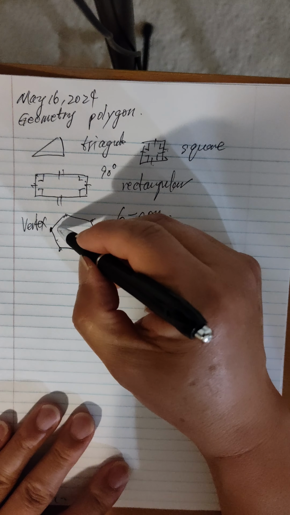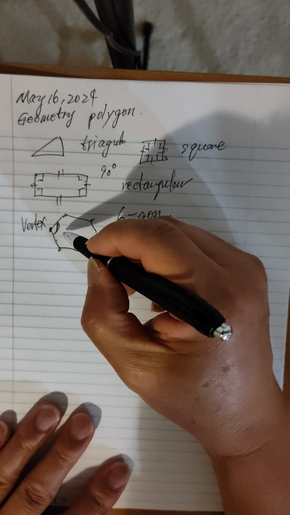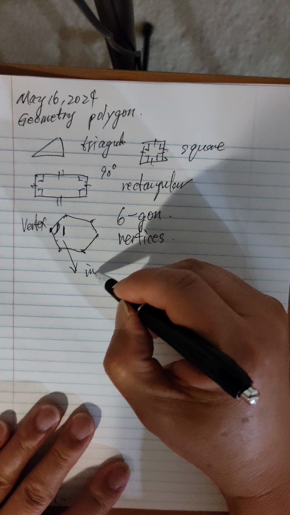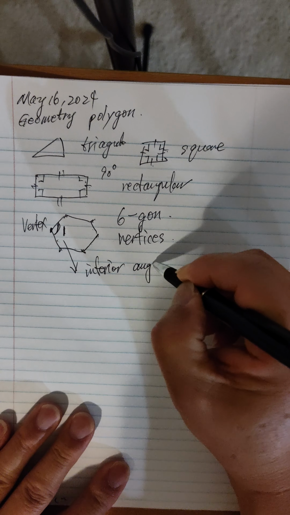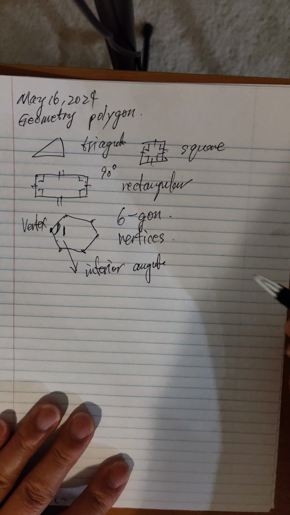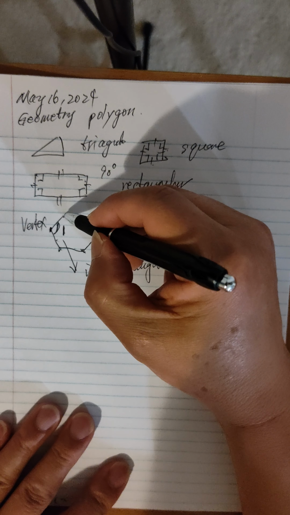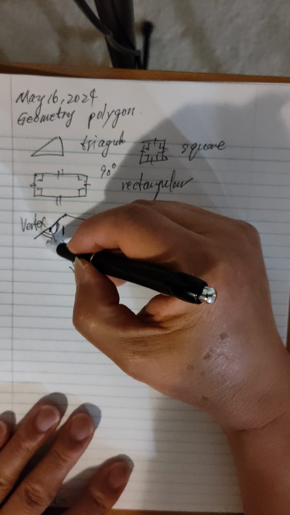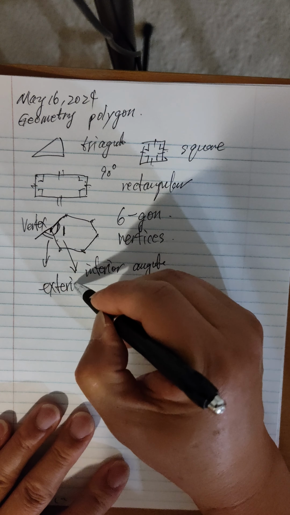And then the angle, for instance, right here, this is called the interior angle. Okay? And then if we extend one of the segments, then this angle right here is called the exterior angle.